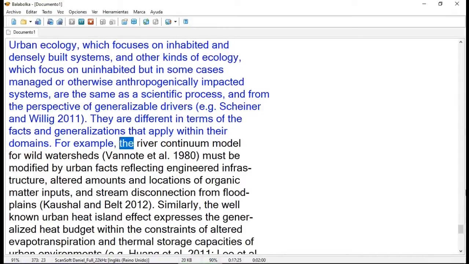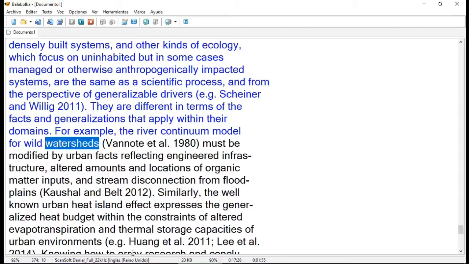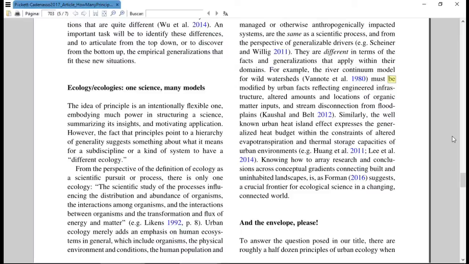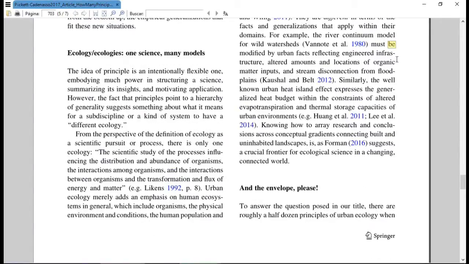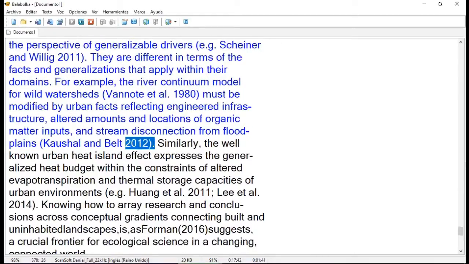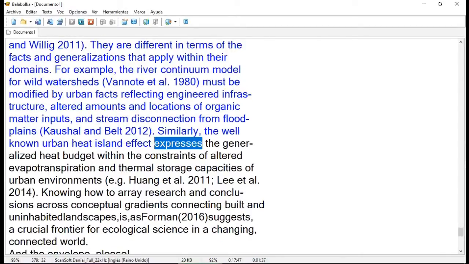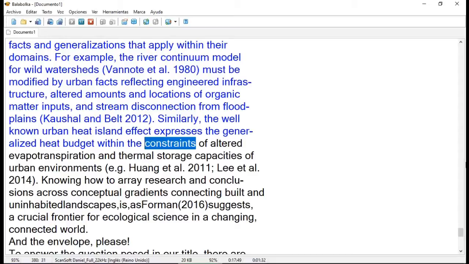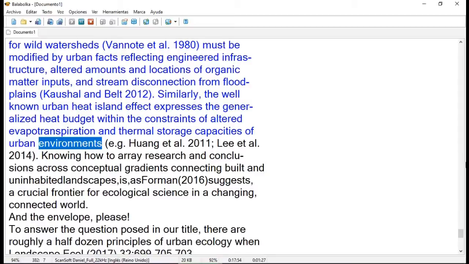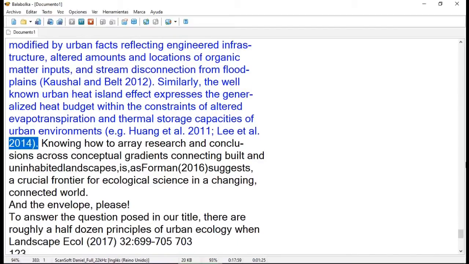For example, the river continuum model for wild watersheds (Vannote and others 1980) must be modified by urban facts reflecting engineered infrastructure, altered amounts and locations of organic matter inputs, and stream disconnection from floodplains (Kaushal and Belt 2012). Similarly, the well-known urban heat island effect expresses the generalized heat budget within the constraints of altered evapotranspiration and thermal storage capacities of urban environments, for instance Huang and others 2011, Lee and others 2014.